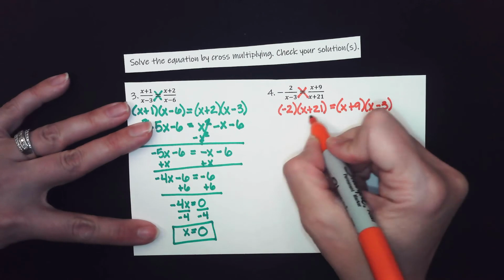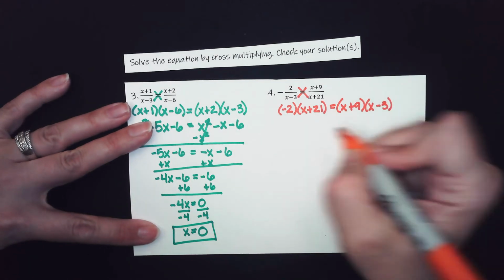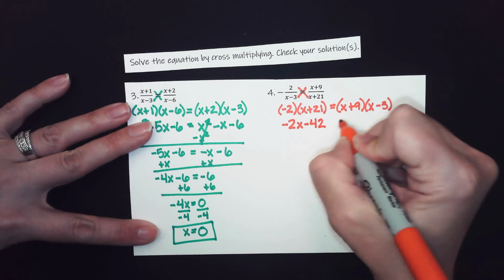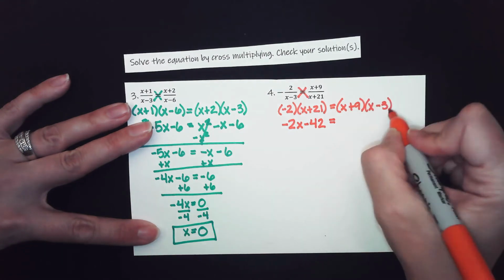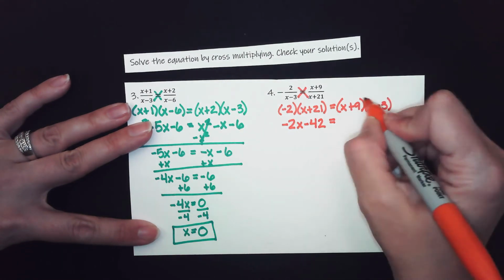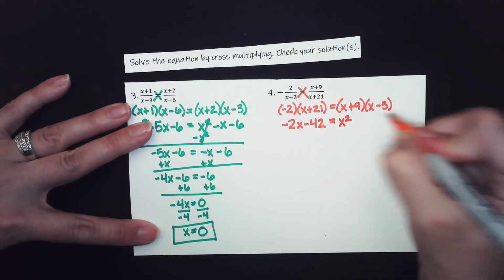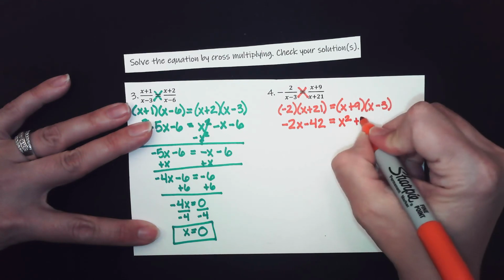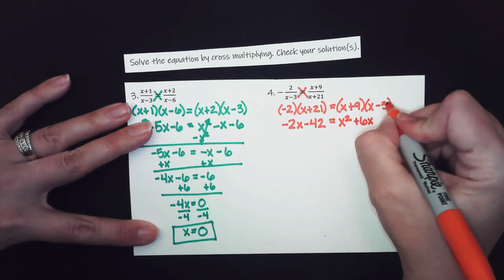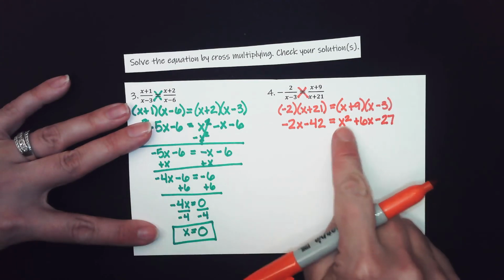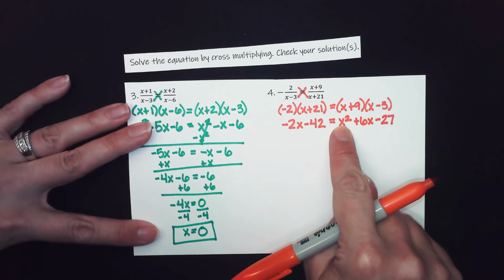Okay? On the left side, we need to distribute the negative 2. So I get negative 2x minus 42 equals, and multiply out. Again, if you need to use the 2 by 2 box, do that. But I get x times x is x squared. Then I have a 9x and a negative 3x adds up to a 6x. And 9 times negative 3 is negative 27. All right, I only have one x squared, so I do end up with a quadratic.